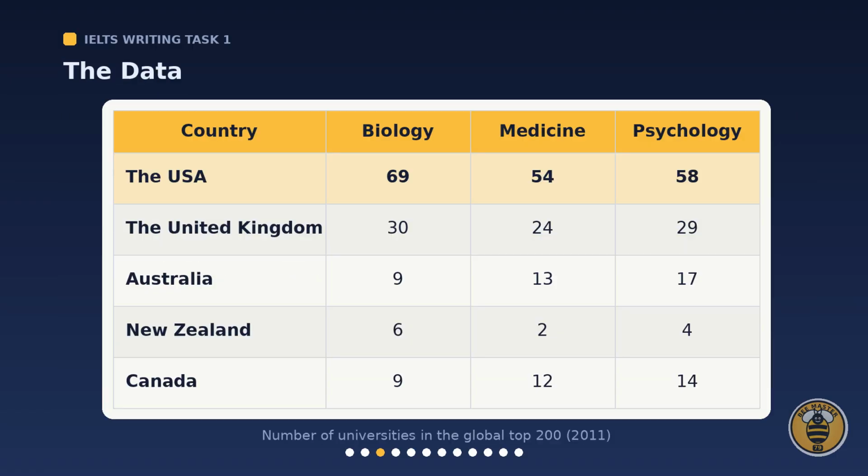Take a moment to read the table. 5 countries: the USA, the United Kingdom, Australia, New Zealand and Canada. 3 subjects: biology, medicine and psychology. Every figure is a count of top 200 universities.